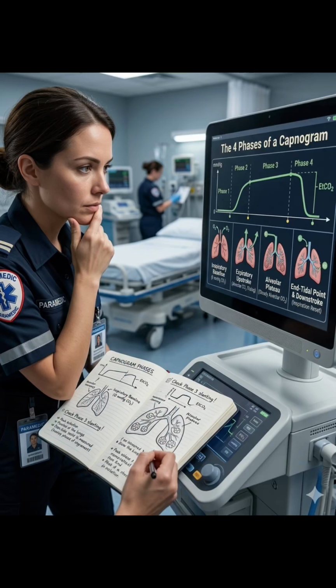Whenever you look at capnography, you should really ask yourself four questions. First, is there a waveform? If there isn't, then you need to think about things like apnea, esophageal intubation, maybe a disconnected circuit, equipment failure, or even cardiac arrest. Second, is the waveform the right shape? The morphology is often more important than just the actual number. Third, what about the end-tidal value? Is it normal? Is it high, low? And then finally, ask whether or not the trend is changing. A single number is only a snapshot. Trending it is what actually tells the story.